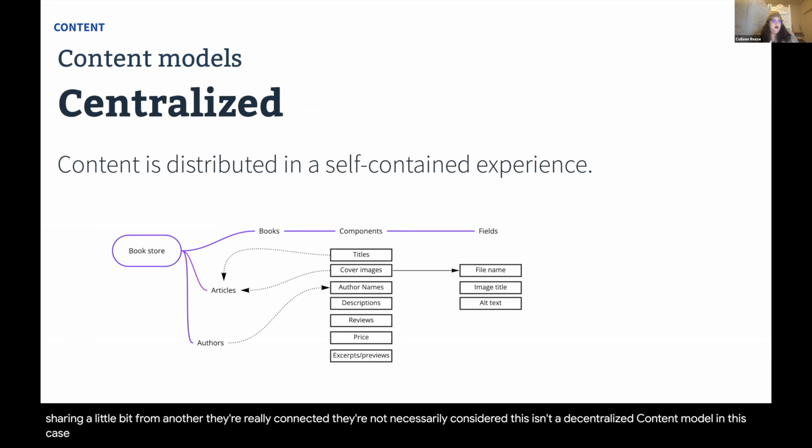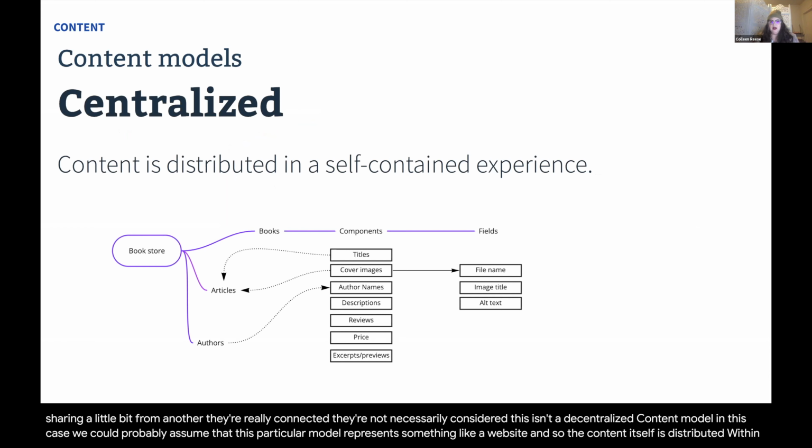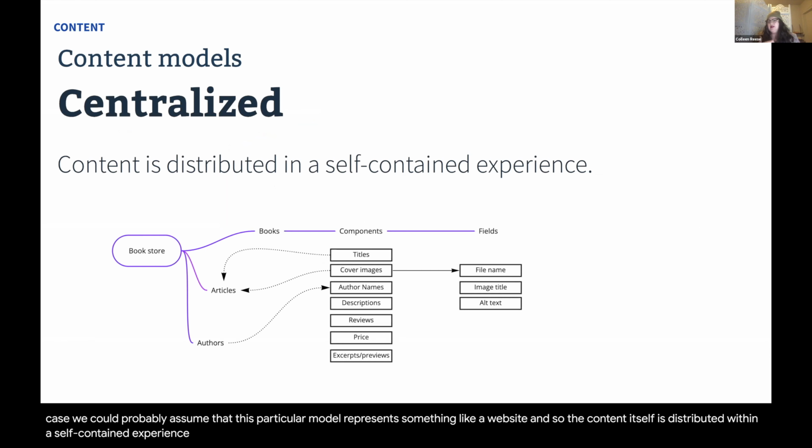In this case, we could probably assume that this particular model represents something like a website. And so the content itself is distributed within a self-contained experience. It still may get shared to social media, for example, but how we're managing the content is kind of self-contained in this one experience here.